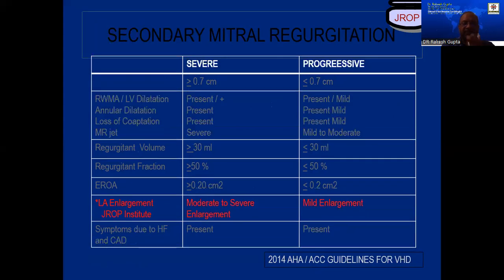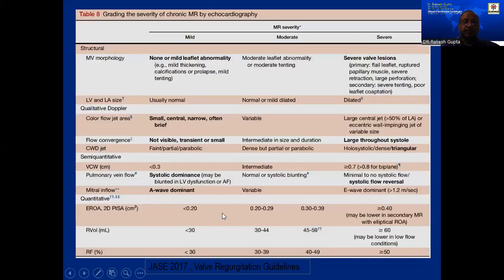And if we add furthermore to it, what we always say, the enlargement of LA is very commonly seen when we have a severe mitral regurgitation. And this is not primary, this is not secondary. These are the people with severe chronic MRs, because in acute MR, we are not going to look at all those kind of things, as I showed a couple of examples for acute MR. Detailed slides talking of almost the same thing are in the valve guidelines of 2017.